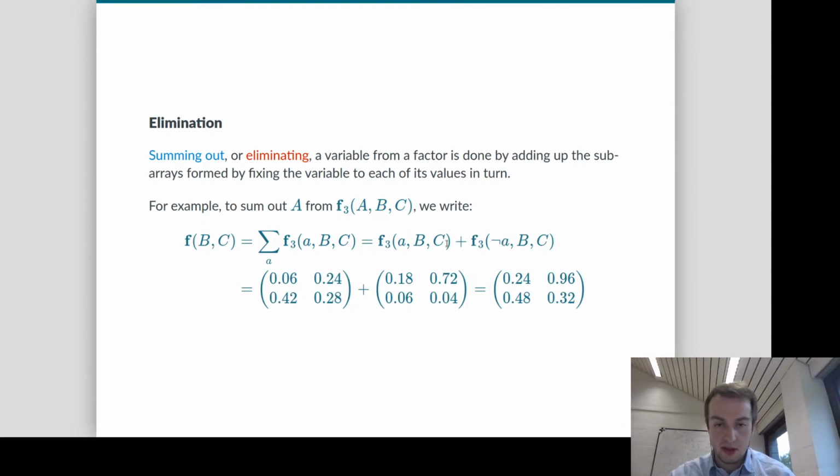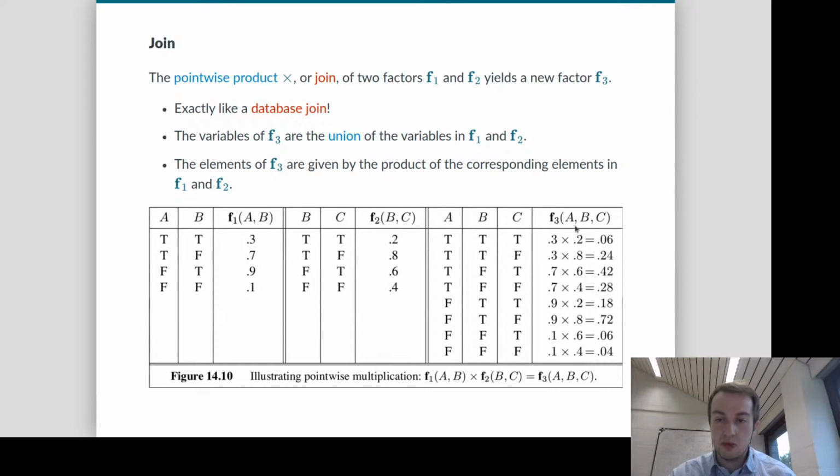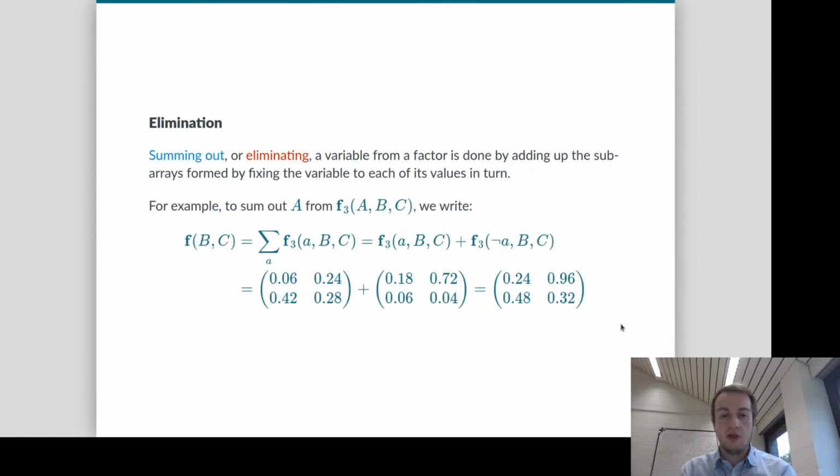We would obtain this factor and then this factor. Each of them would be of size 4, and they would correspond to this upper part and then this lower part of the table. And then we just sum these subarrays together into a new factor, which now would only depend on the variables that are left, so B and C.